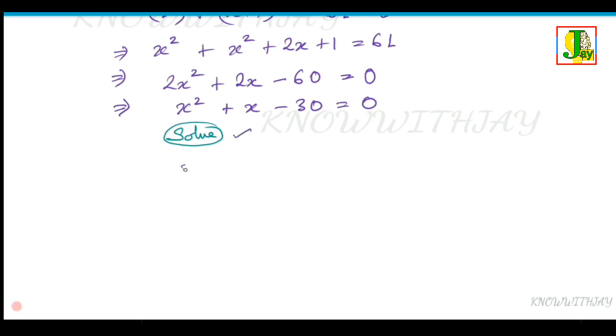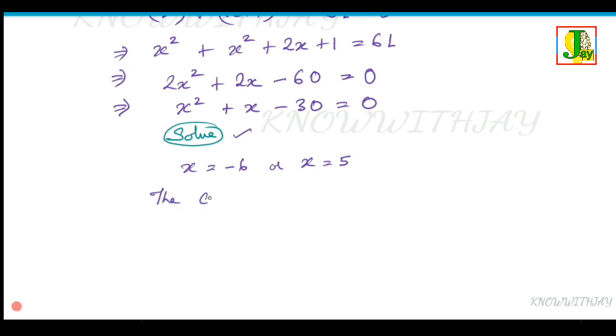You need to show your solved portion here. Then we get x equals to minus 6 or x equals to 5. Okay, so these are the two values. Now we need the consecutive two integers, right? So that the sum of their squares is 61.